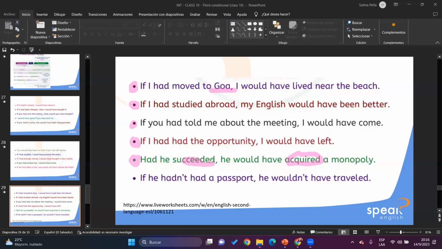How do you translate that? Has he succeeded? Had he succeeded means 'hubiera tenido éxito', or 'hubiera triunfado'. He had succeeded, he would have. Do you put the had first and then the he? Yes, we can use it like that, in the third conditional. Had he? Yes, we can use it.